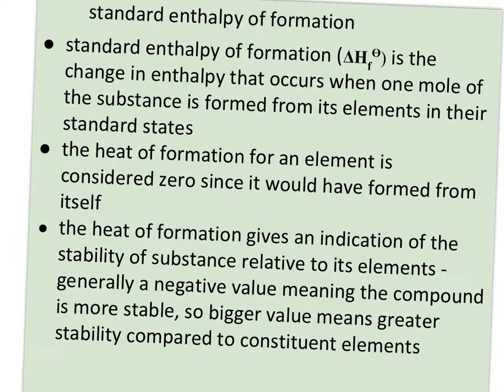So the heat of formation gives you an indication of the stability of a substance relative to its elements, because it's almost always a negative value, meaning the compound's more stable. So the bigger the negative value, the more stable that compound is compared to the elements making it up. Okay, so heats of formation are going to be negative values because they're giving off energy. Making those bonds makes it more stable. An exothermic process going on. So keep that in mind.